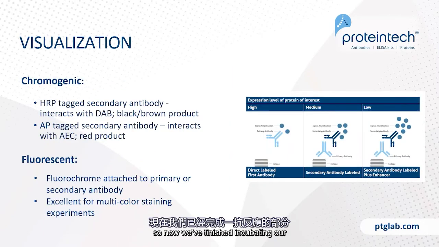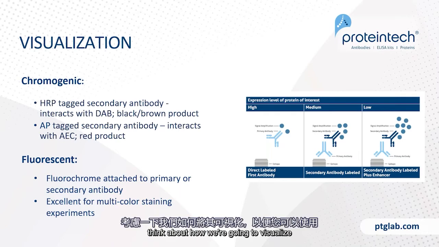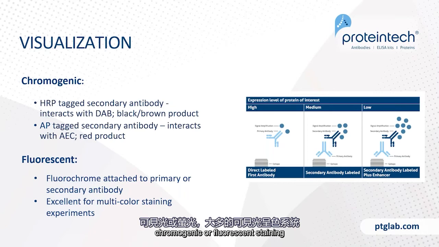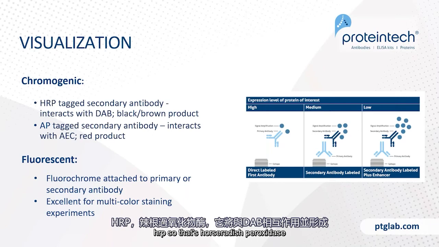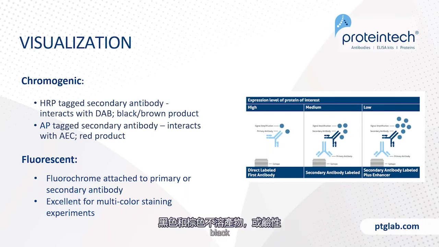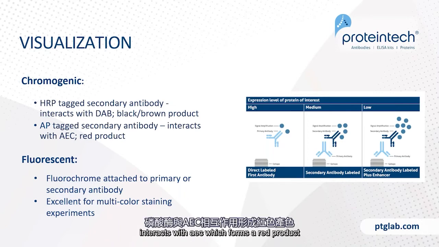So now we've finished incubating our primary antibodies, we want to think about how we're going to visualize this. You can either do this using chromogenic or fluorescent staining. Most chromogenic detection systems use HRP, that's horseradish peroxidase, which will interact with DAB and form a black-brown insoluble product, or alkaline phosphatase, which interacts with AEC, which forms a red product. And often these come with signal enhancers as well, such as the ABC complex and something else.